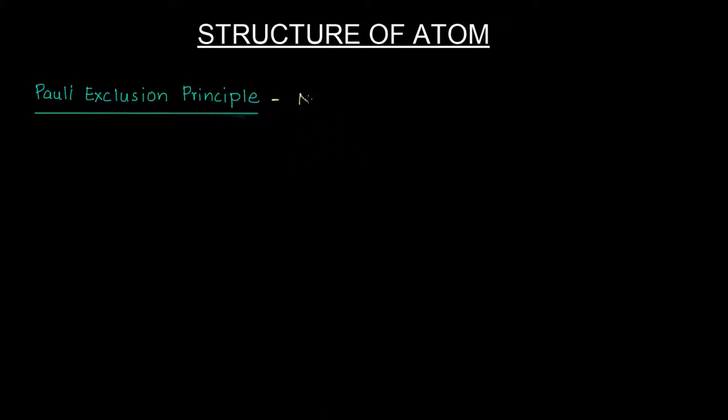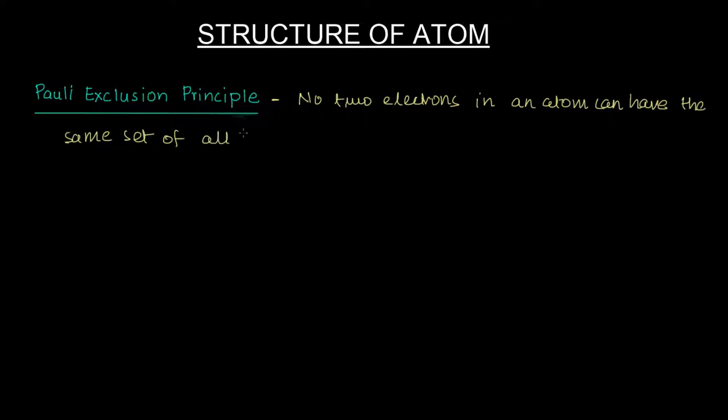So it says that no two electrons in an atom can have the same set of all the four quantum numbers. Can have the same set of all the four quantum numbers, right?